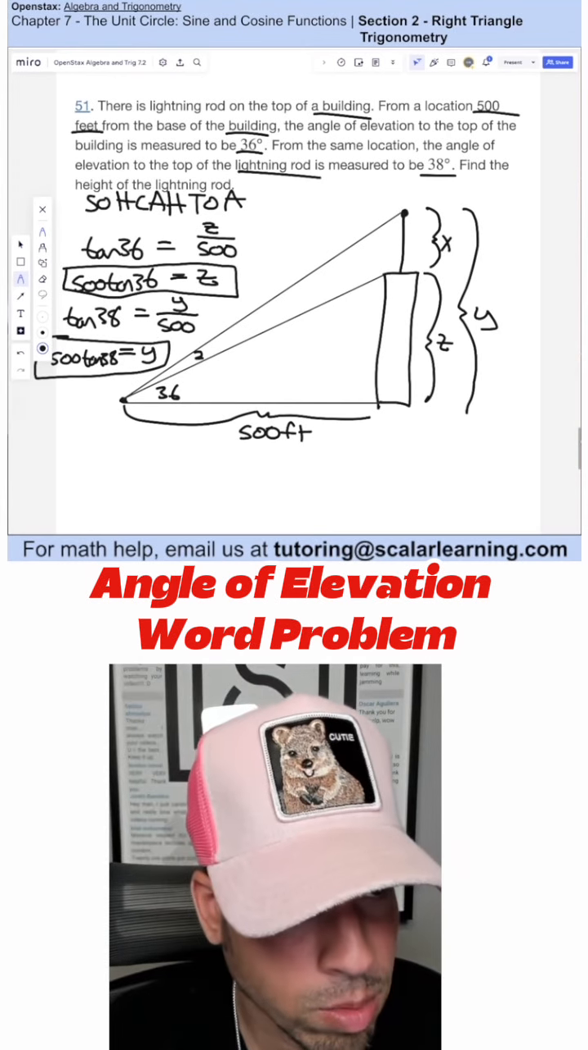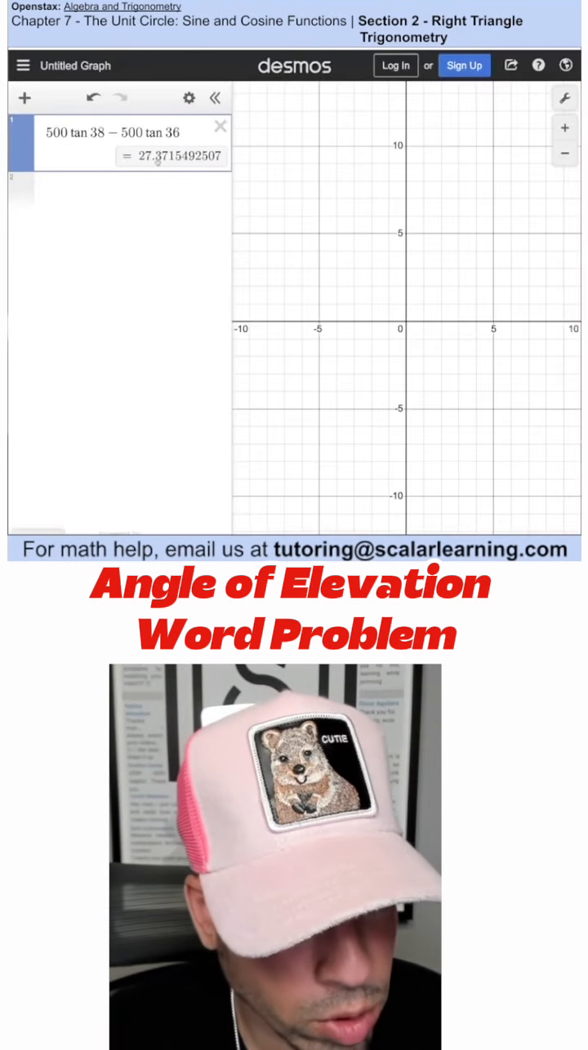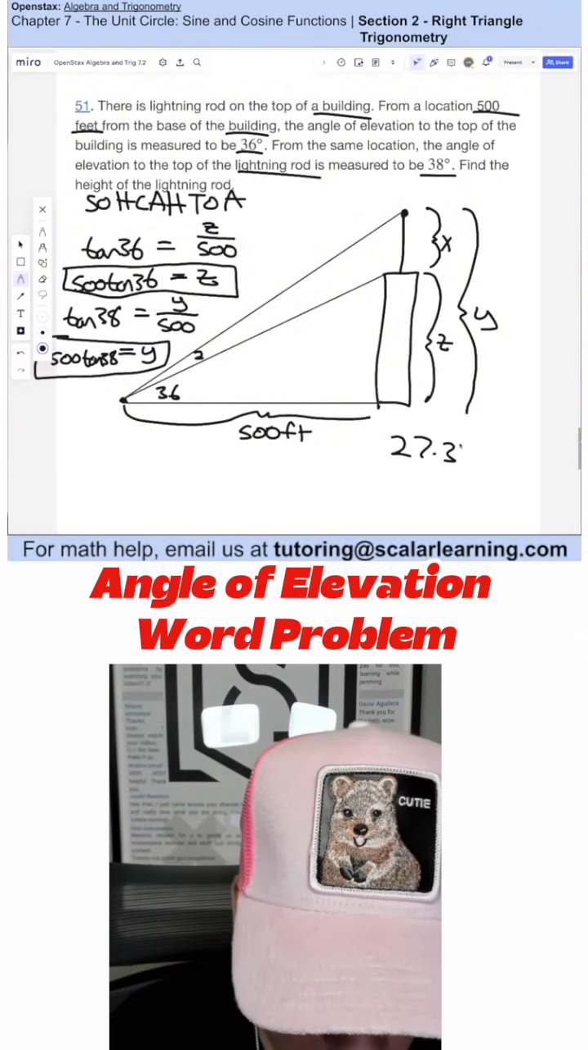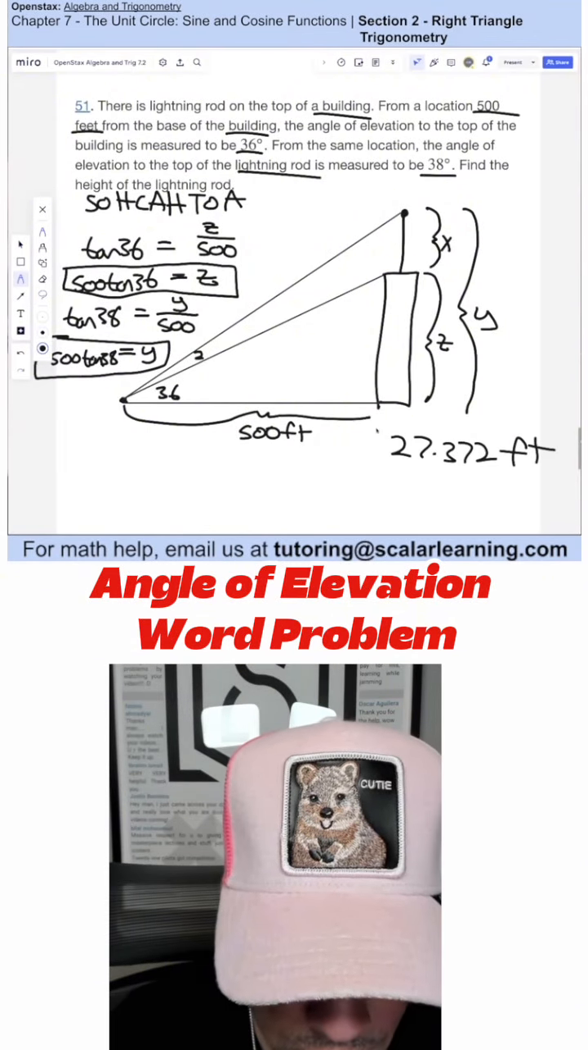So let's do that in Desmos. And here, when we subtract the two, we get 27.372, rounded to the nearest thousandth. So our answer is 27.372, and this measurement is in feet. There you go.